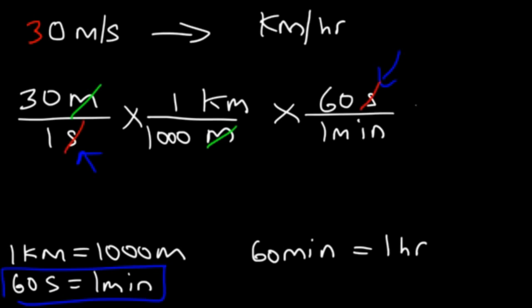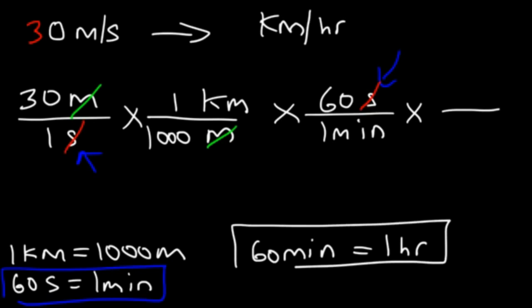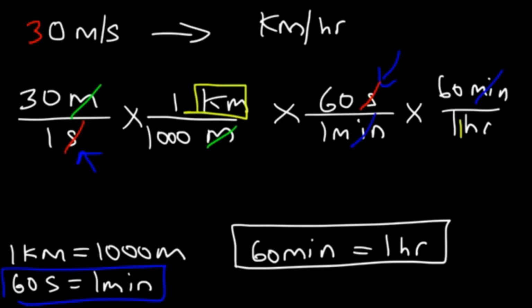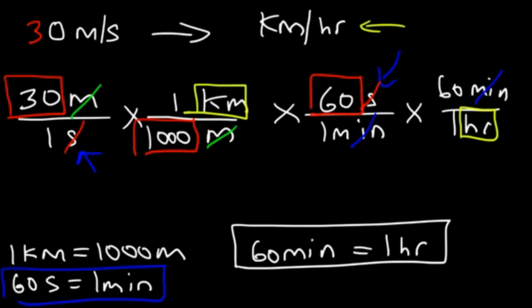And now let's convert minutes into hours using this conversion factor. There's 60 minutes in 1 hour. So the unit minutes cancel. Now notice the units that we have left over: kilometers per hour, which is what we want. Now let's do the math. So it's going to be 30 divided by 1,000, and that's 0.03, times 60, and times another 60. So you should get 108 kilometers per hour. That's the answer.